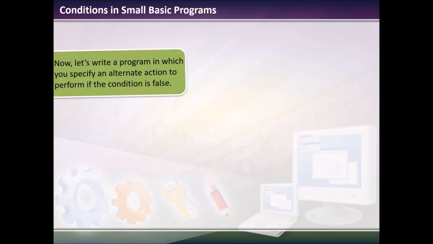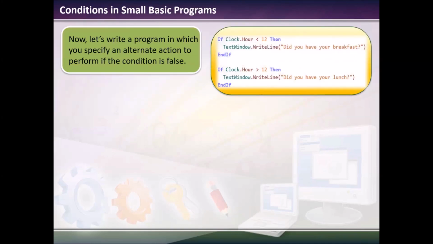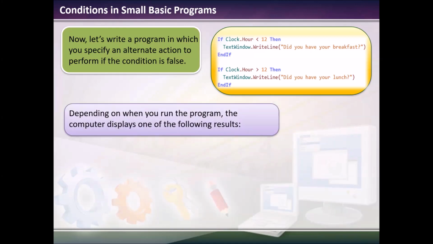Some of these conditions here that we have: if the clock hour is less than 12, then did you have your breakfast? If it's greater than 12, did you have your lunch? What are these things asking? If it's morning, or if it's afternoon. Pretty straightforward. And then we can kind of lean on you for the actual syntax. The main thing that I want us to worry about here is the logic. What are we doing? And more importantly, why?